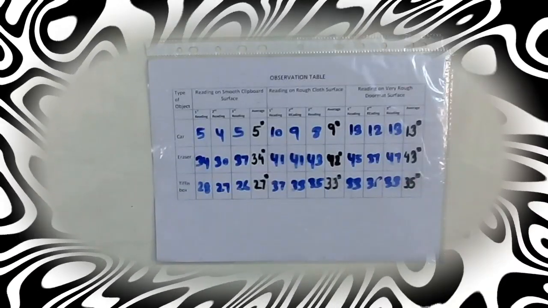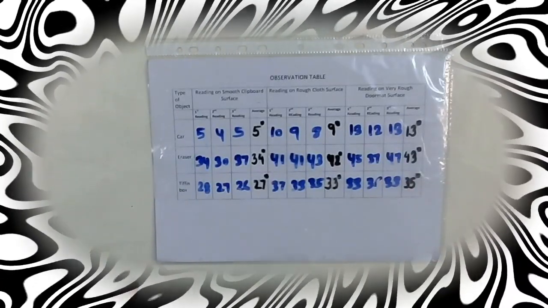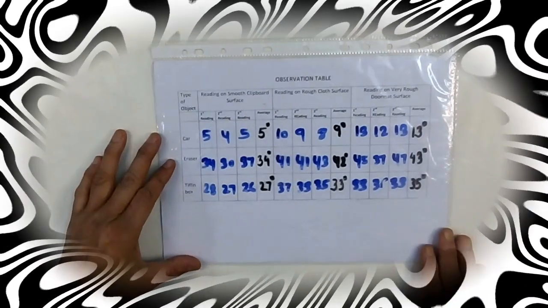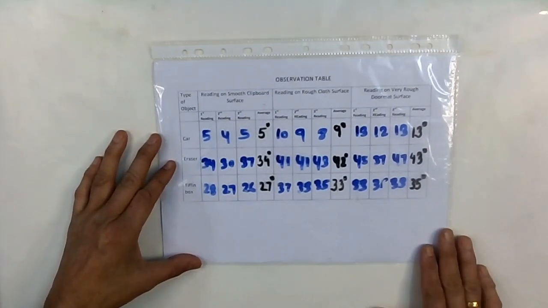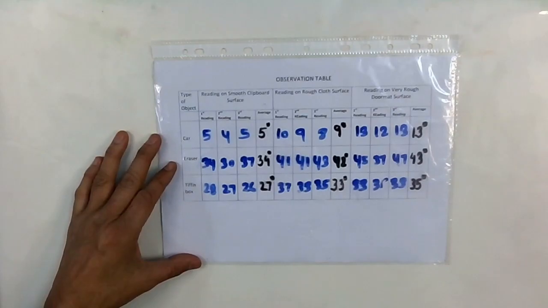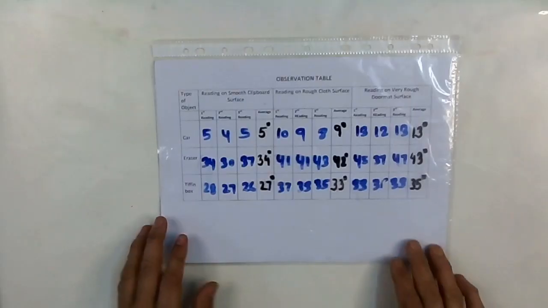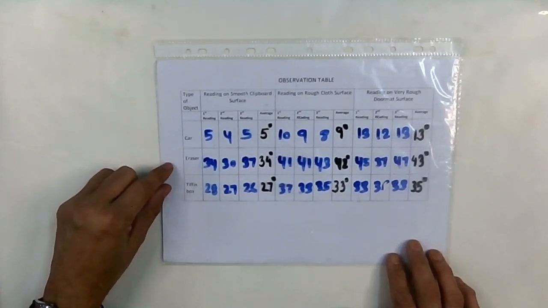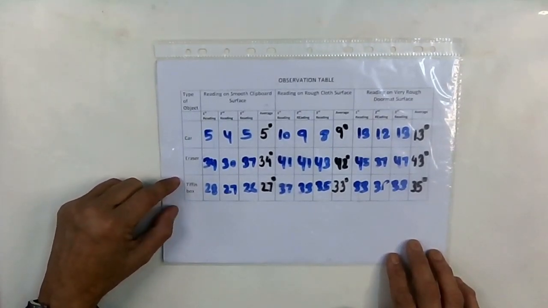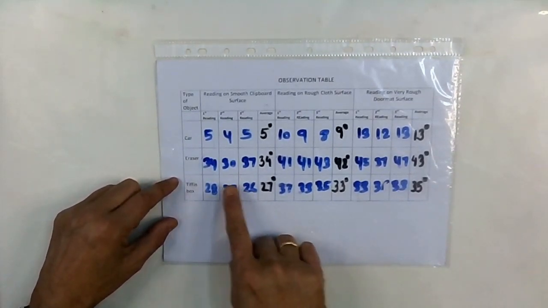Once you have finished the experiments, your observation table should look something like this. Spend time discussing the results with your students. The key to discussion is to realize that not everyone will get the same result because surfaces are different and weights are different, but still it will be possible to come to some conclusion. In the case below, we can conclude that the eraser is the one that experiences the most friction.